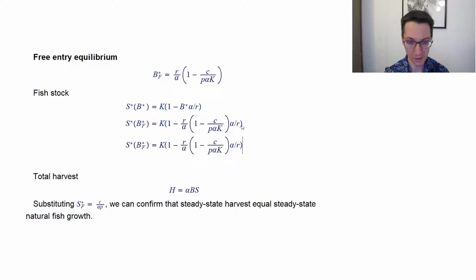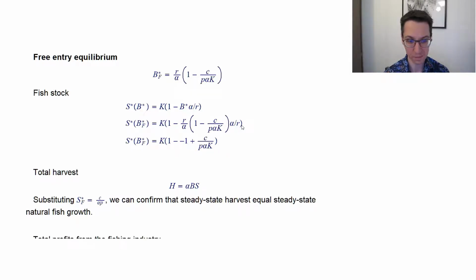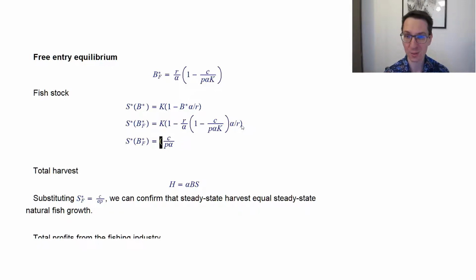So R over alpha cancels with alpha over R. Minus will become minus 1 plus. So this disappears, so I have 1 minus 1, 0. So this disappears as well. And K divided by K disappears as well. So I get a very simple expression. This is actually quite surprising.